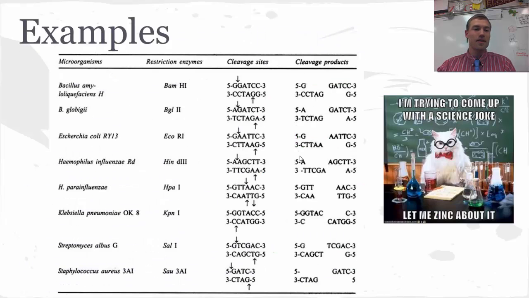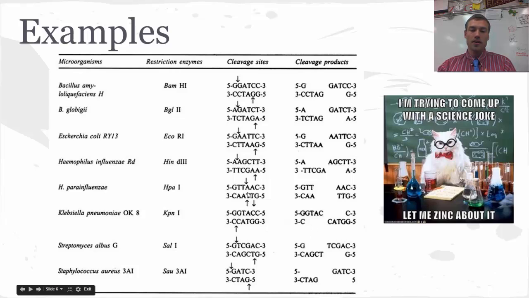And there are a lot of different examples of restriction enzymes. Over here, we can see there are a wide variety of different microorganisms that they have been isolated from. The restriction enzyme itself is named here. You can see the cleavage site, so this is the specific spot where the cutting will occur. And you can see the products of that, the various sticky ends.